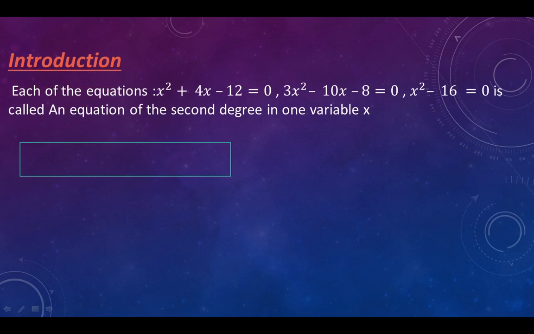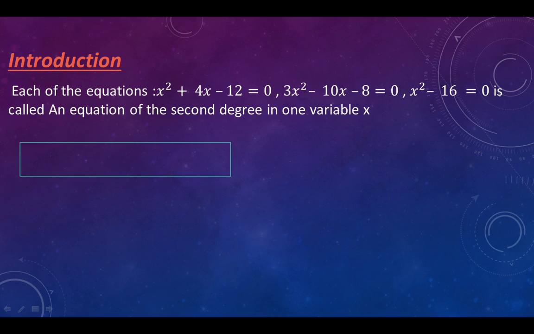Introduction. Each of the equations x power 2 plus 4x minus 12 equals 0, 3x power of 2 minus 10x minus 8 equals 0, x power of 2 minus 16 equals 0 is called an equation of the second degree in one variable. This is an equation of second degree because we have x power of 2, in one variable x because the only unknown here is x.